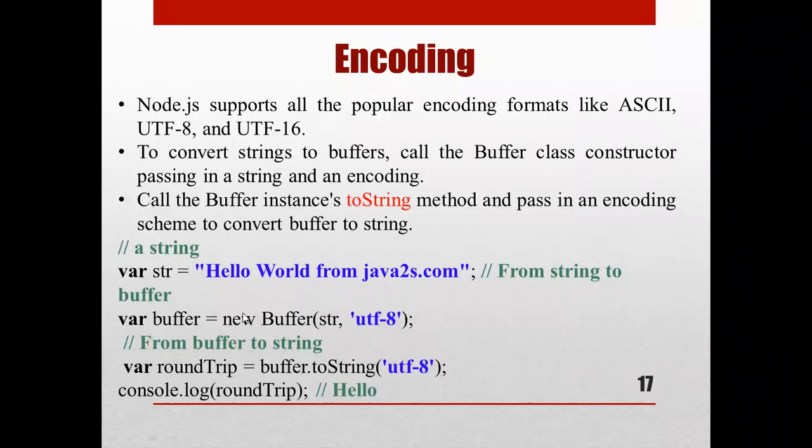Now how do we convert that buffer back to a string? From buffer to string, take another variable like roundTrip. Here the variable roundTrip is equal to buffer dot toString method. We are going to convert that buffer to a string using utf-8. We have converted the string to this buffer, and now we are going to convert this buffer to a string, so the parameter for the toString method is utf-8 here.